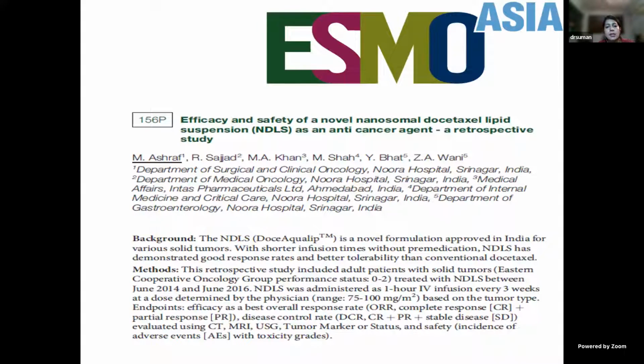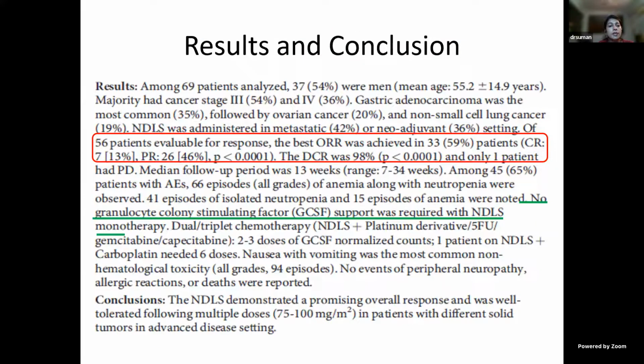Now this is a study from Srinagar, and they looked again at the efficacy of it in various solid tumors. Again, it was a retrospective study. They found that 56% of the patients out of 69 were evaluable for response. They had various number of cancers. They had like gastric adenocarcinomas and ovarian and non-small cell carcinoma.